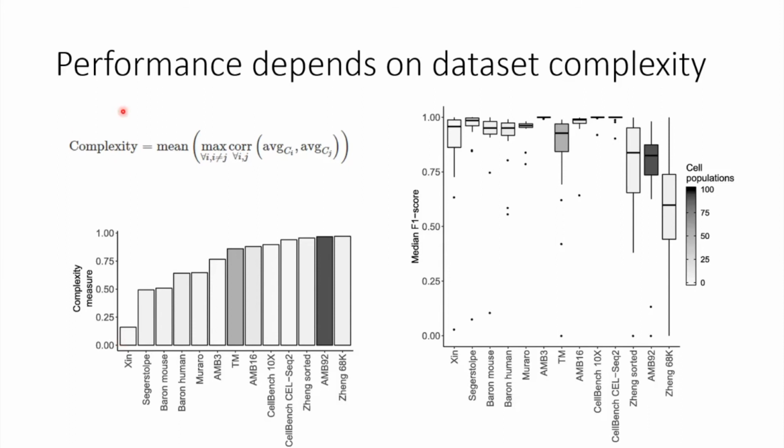So we tried to come up with this complexity measure here. You just take every cell population, you calculate the correlation to every other cell population in the data, and then we take the mean over the different cell types. The higher this value is, the more complex it is, because that means that the cell types are very correlated. So just take it as 1 is very complex, 0 is not complex.